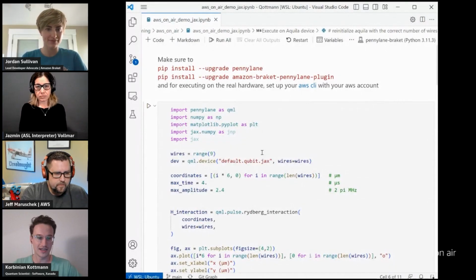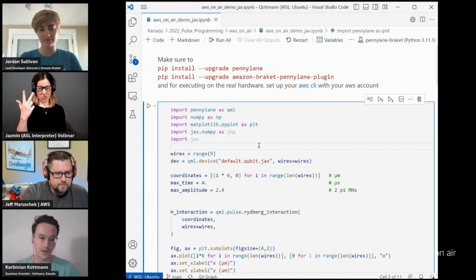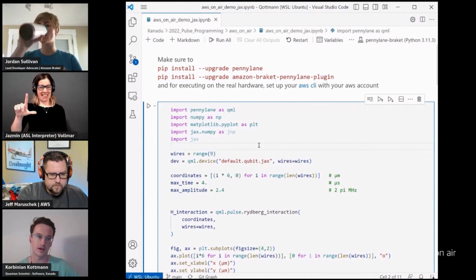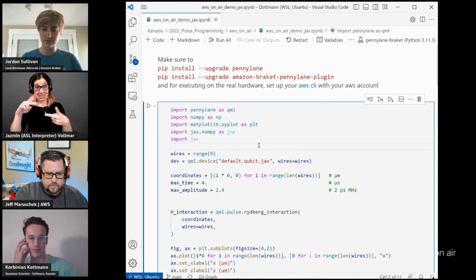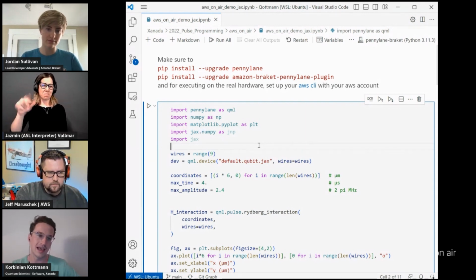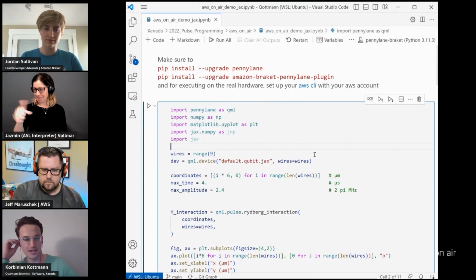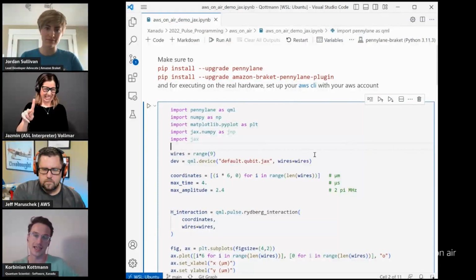So I have this little demo here, and there's three parts. In the first part, you really only need PennyLane installed, so you do pip install PennyLane. That is it. For the second part, you need to have the Amazon Braket plugin installed. This is just another pip install, Amazon Braket PennyLane plugin, as noted here, and I'm sure my colleagues in the chat will put the relevant links. And then in the last part, we send it to the real device, and for that you need to have your AWS account set up.